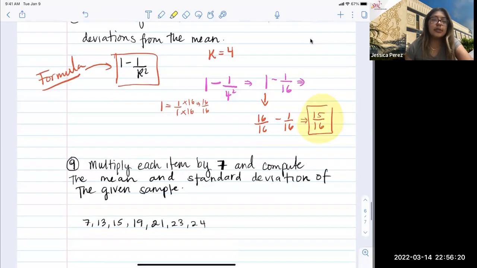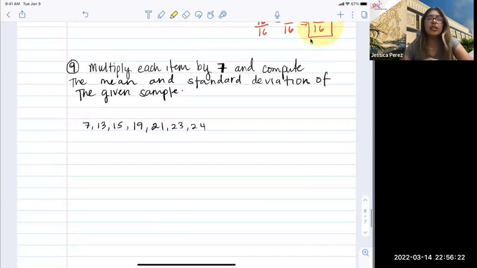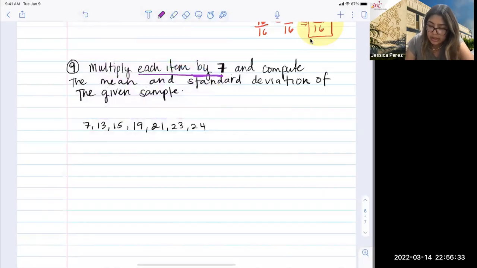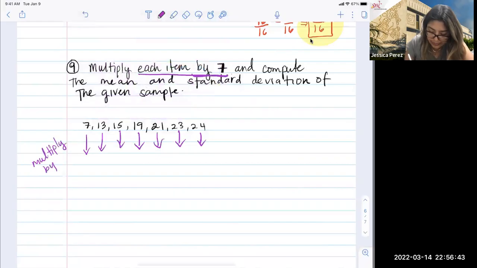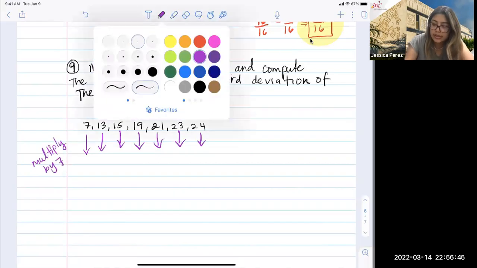All right, so the next one up is multiply each item by 7 and compute the mean and the standard deviation of a given sample. Well, the first thing I'm going to do is multiply each item by 7, each element. That's what they're asking us to do.